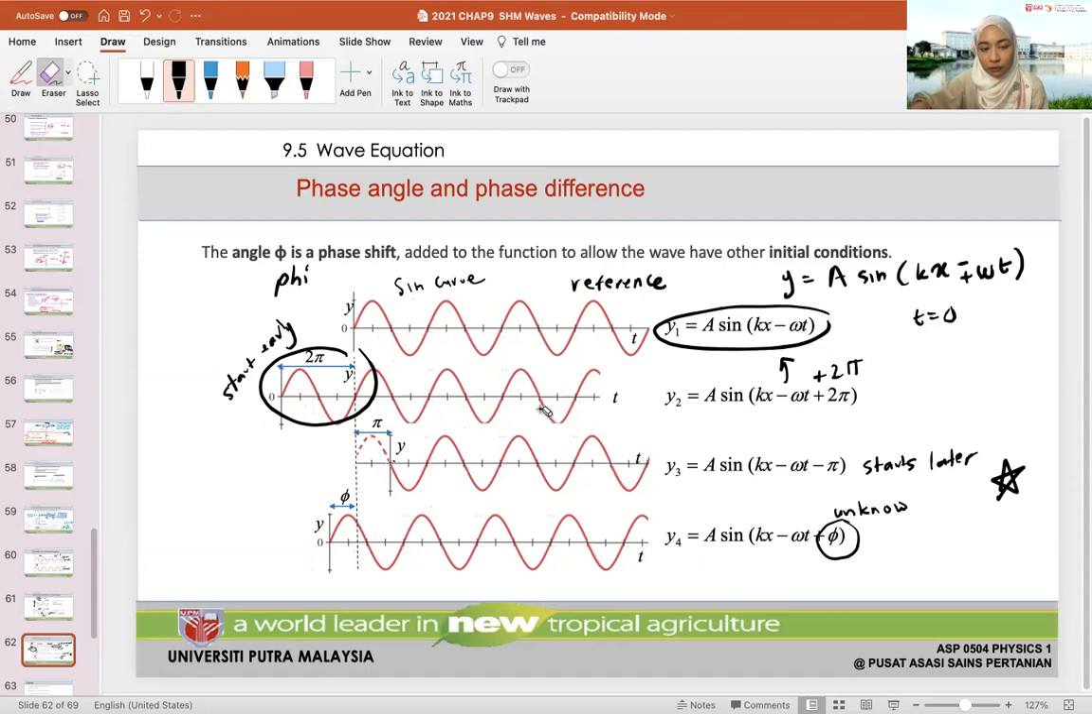Okay, so again, phi is added to change your initial condition. Now, if your function is y equals A sine kx minus omega t, and so on, can you change your function to become cosine? Is it possible? Can a sine be changed to a cosine?